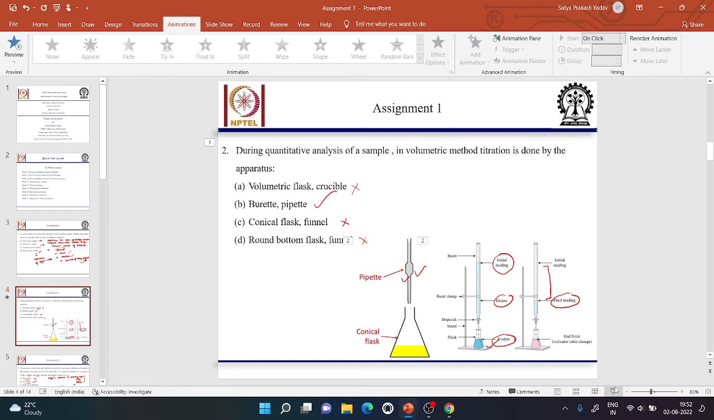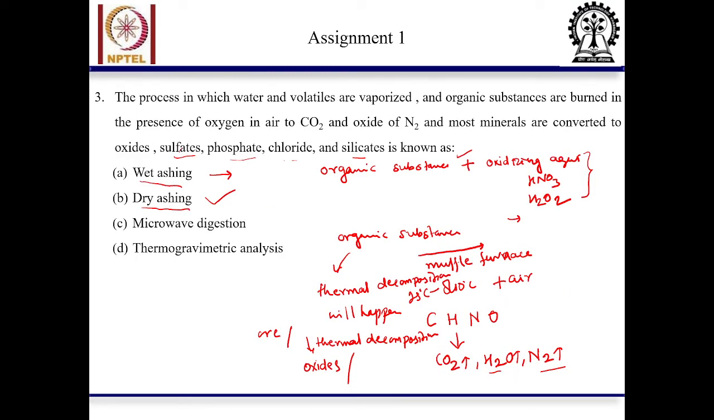Now I will go to the third question. Here, the process in which water and volatiles are evaporated and organic substances are burned in the presence of oxygen in air to CO2 and oxides of N2, and most minerals are converted to oxides, sulfates, phosphates, chlorides and silicates. So basically, what is wet ashing? Here we take the organic substance and put in oxidizing agents such as HNO3 and H2O2 to oxidize that organic substance. Because here we use a solution, that's why it's wet ashing.